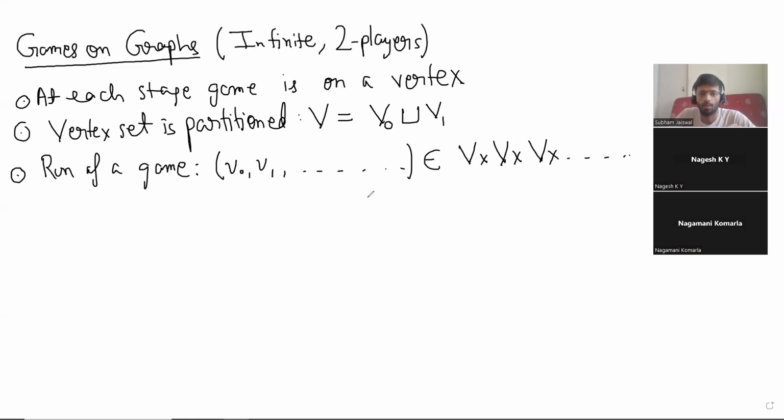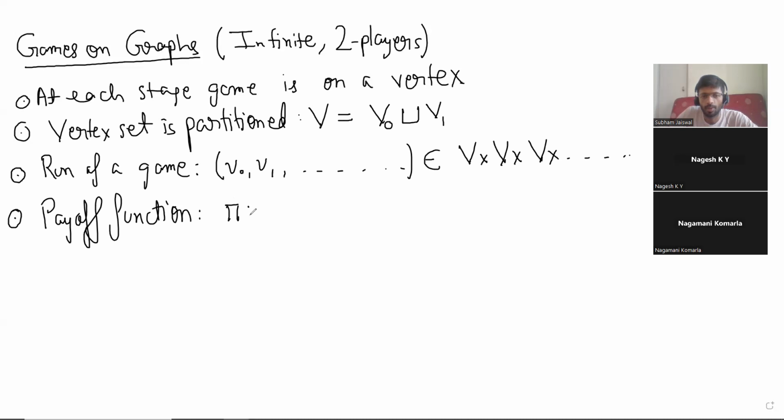And for our purposes, every game will have an output which is either 0 or 1. Today, these are the games we'll be considering, in which the output is either 0 or 1. So when you play a game, you have the run, and then you have the output of the game. The output of a game will be defined by something called a payoff function. That is also important, so let's note that down so we can refer to it later. So what is a payoff function?